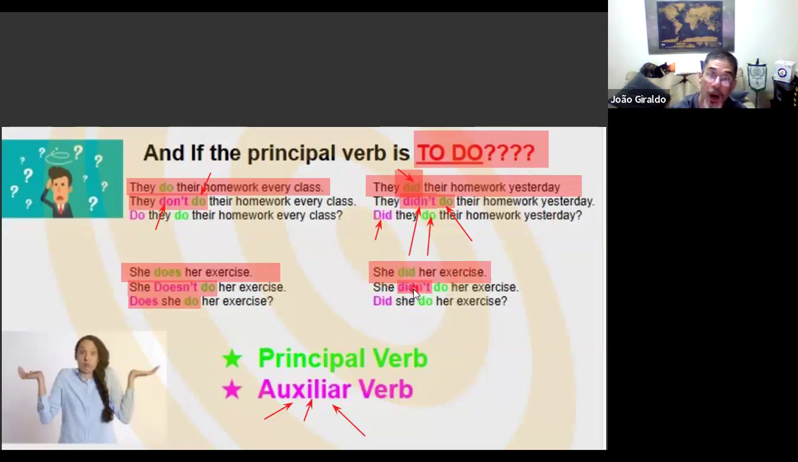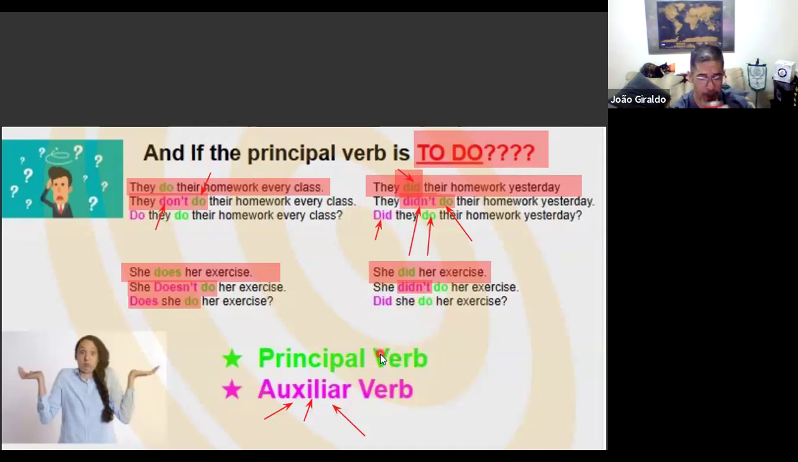Here is the auxiliary verb of the past. Here is the principal verb returned to the infinitive form. Why? Because I use the auxiliary verb of the past. And again, in the interrogative, start my sentence with the auxiliary verb, did. So did she, that is my subject, and my verb in the infinitive form: did she do her exercise? So here is the auxiliary, pink, the subject, and my principal verb, my action verb, the verb to do.